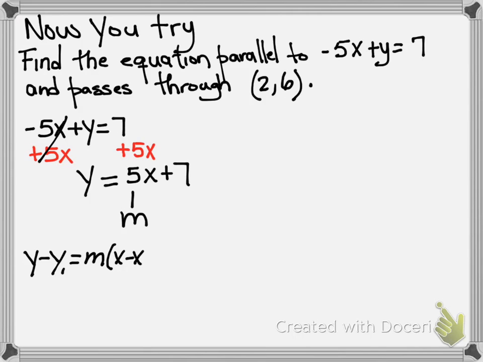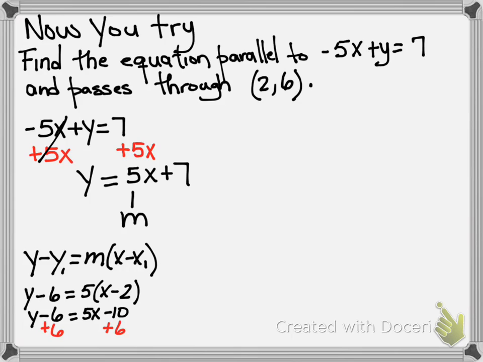And ladies and gentlemen, using the point-slope formula, we're going to have y minus 6 equals 5 times the expression x minus 2. As a result, we obtain y minus 6 equals 5x minus 10. At this point, we would do the additive inverse of negative 6, and we get positive 6. And we would get y equals 5x minus 4.